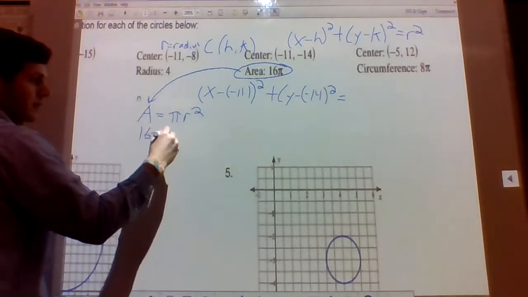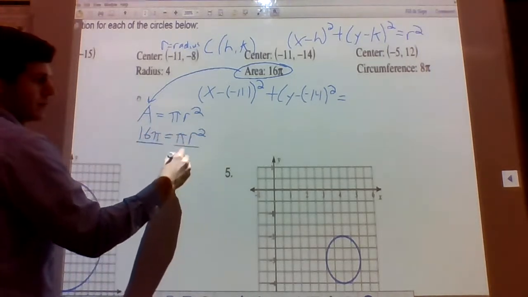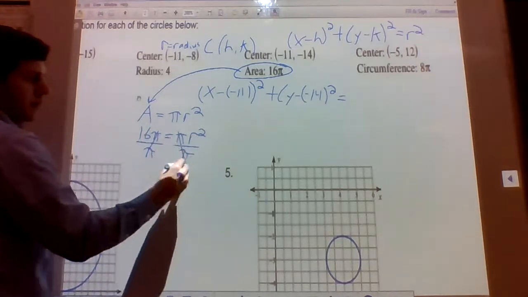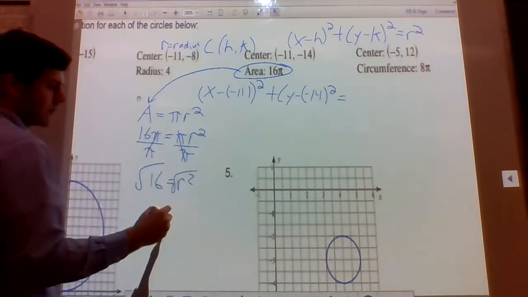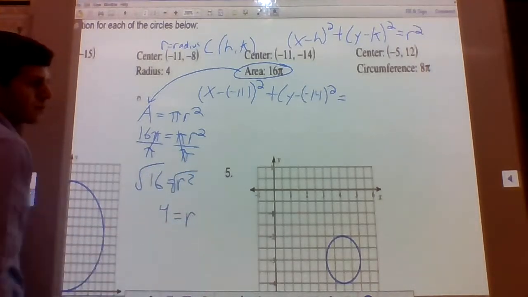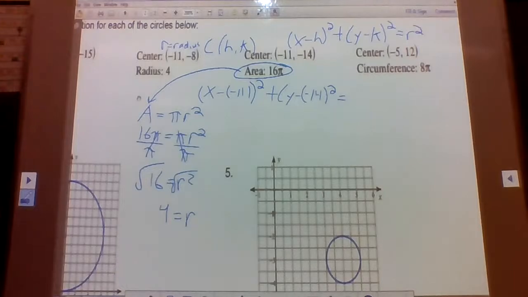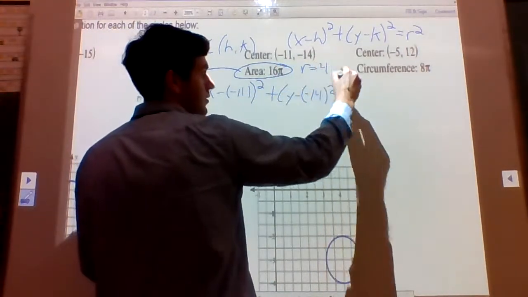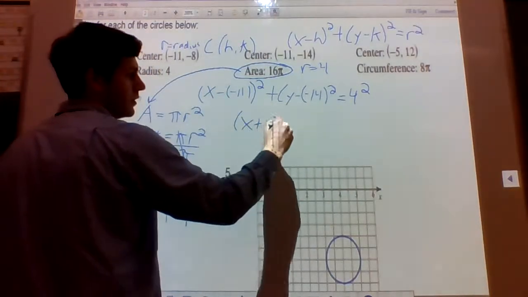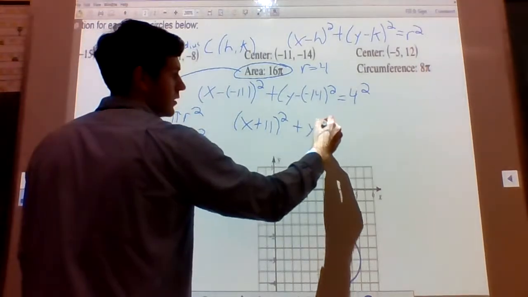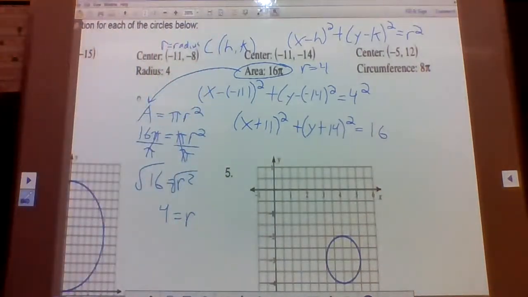So we substitute in 16 pi for A. And we're solving for r. So we divide both sides by pi. Pi's cancel. We get 16 equals r squared. To get rid of the square, we have to take the square root of both sides, the inverse operation. That leaves us with plus or minus 4 equals r. We can't have a negative radius, so r is going to equal 4. So our radius is 4, so we have 4 squared. And again, we're just switching the signs, so this becomes x plus 11 squared plus y plus 14 squared equals 16. Okay.